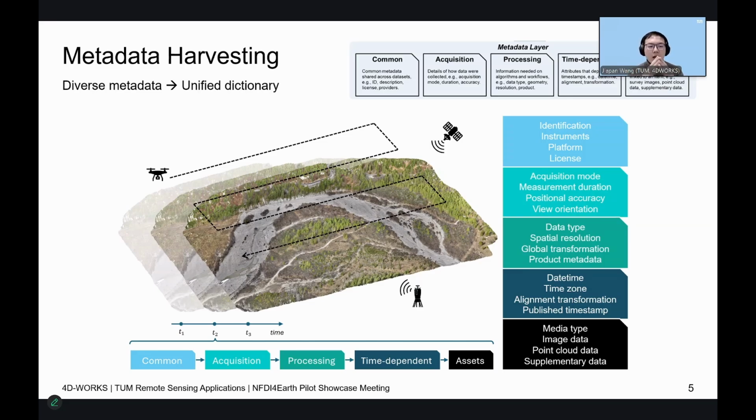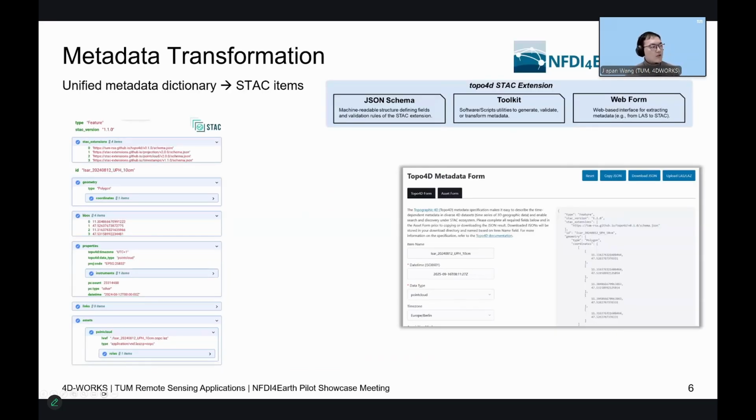So we harvest all of this diverse metadata sources into a unified dictionary to support our next automatic metadata transformation workflow. In the second step, we transform this unified metadata dictionary to STAC items. Based on our proposed Topo4D extension, you can see that we can create such a GeoJSON file, including the new extension and also the additional metadata as properties.